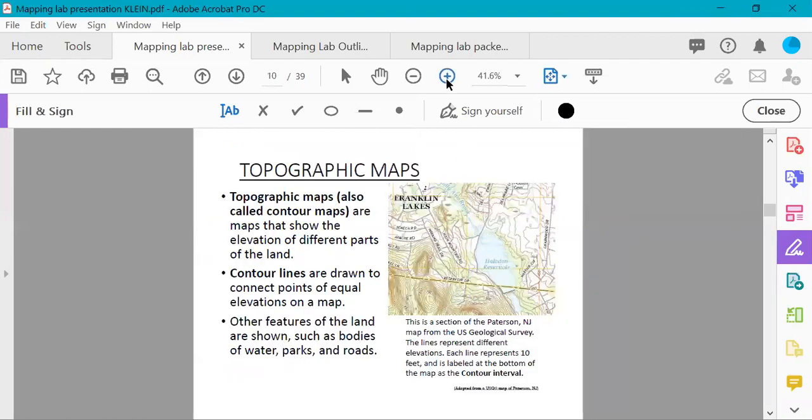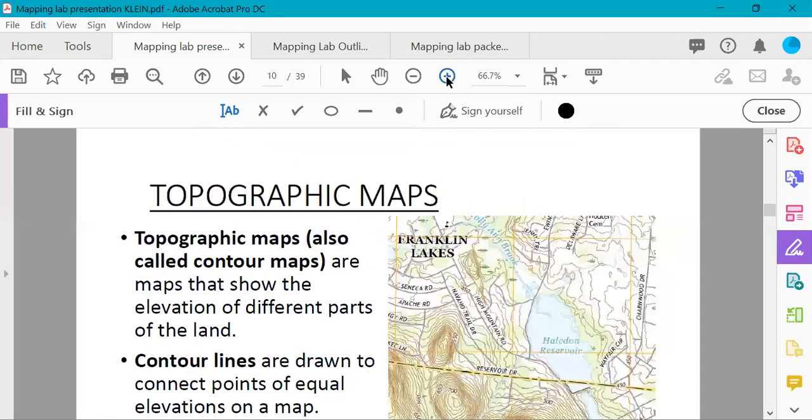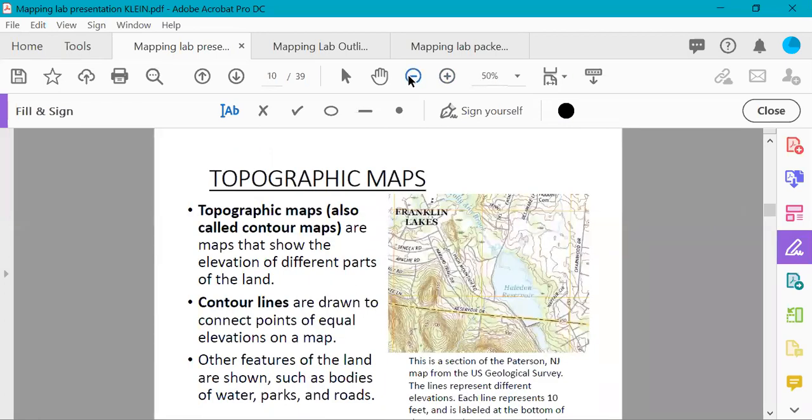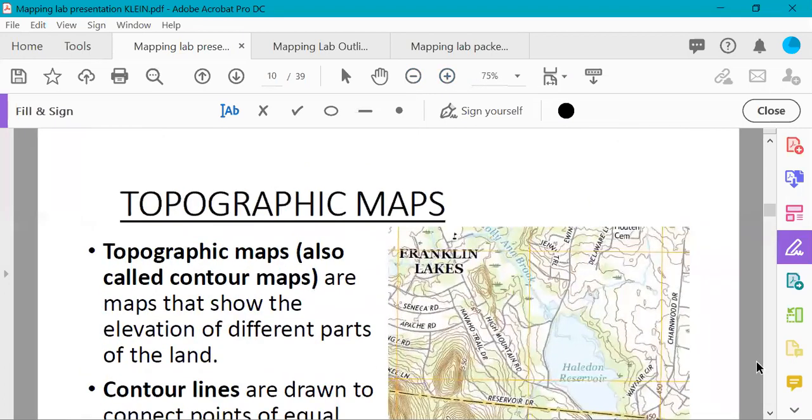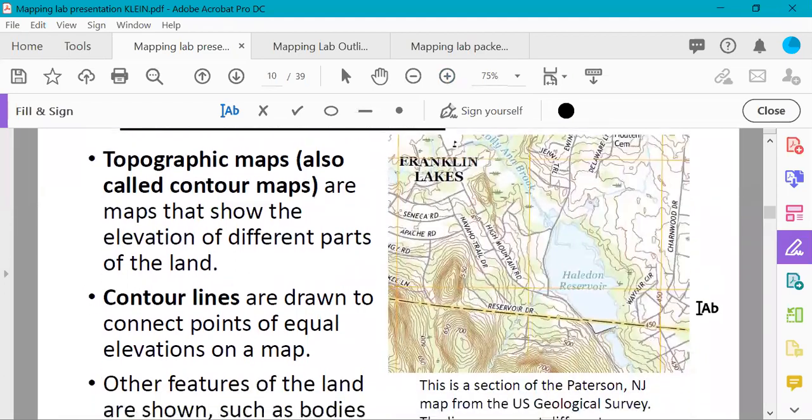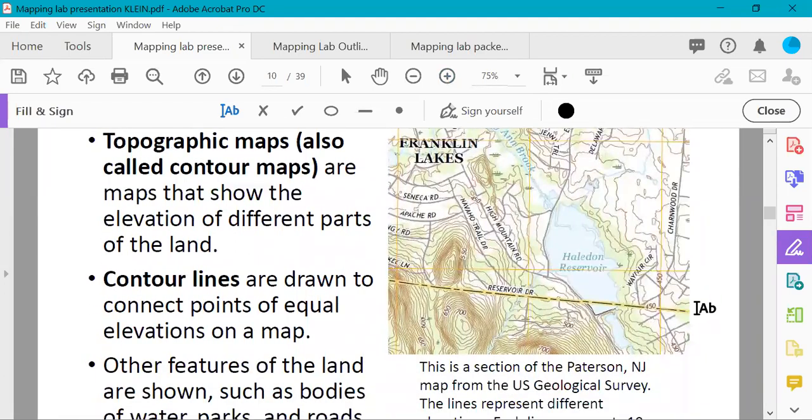So then we're going to talk about topographic maps. Topographic maps are also called contour maps. They are maps that show the different elevations of different parts of the land. So this is a little piece of a topographic map. This is a section of the Paterson, New Jersey map.